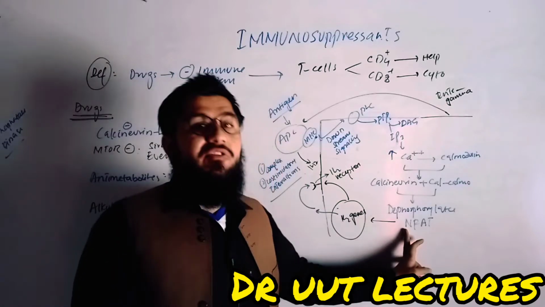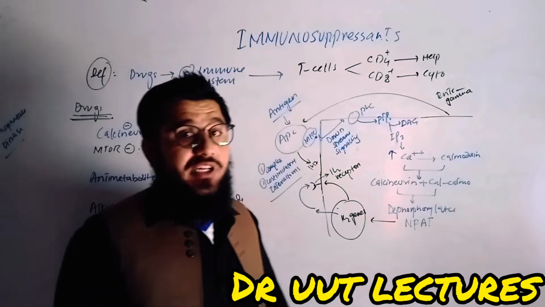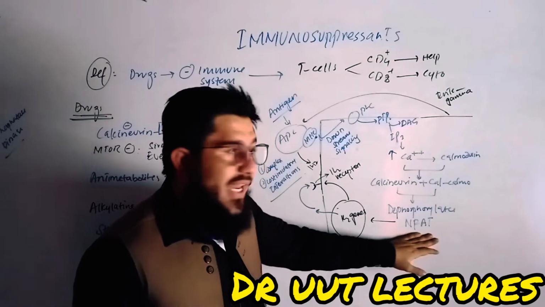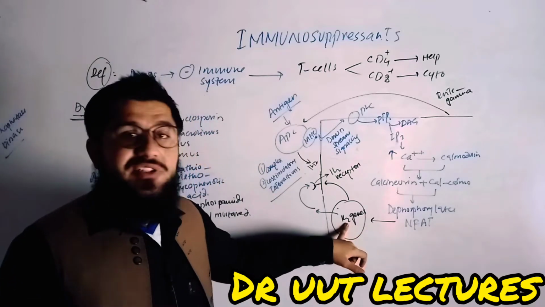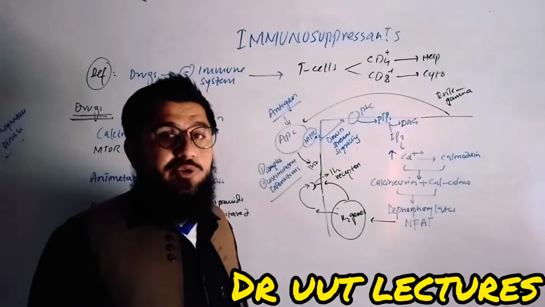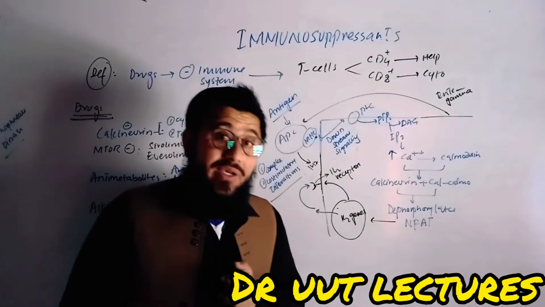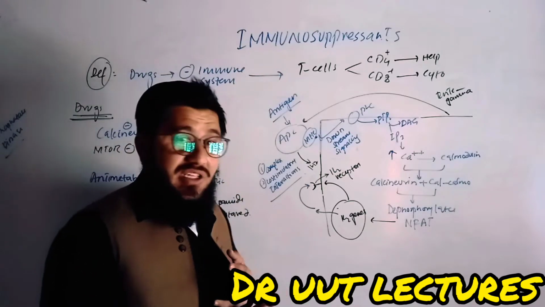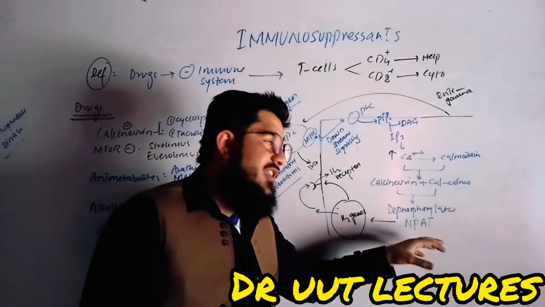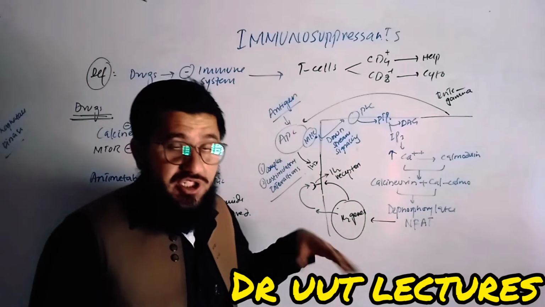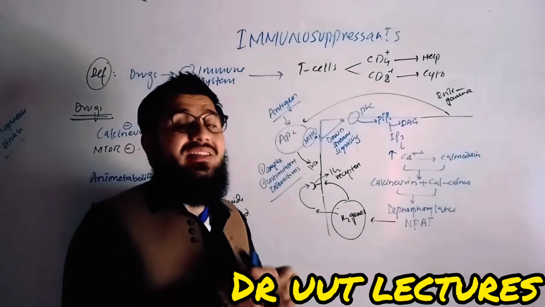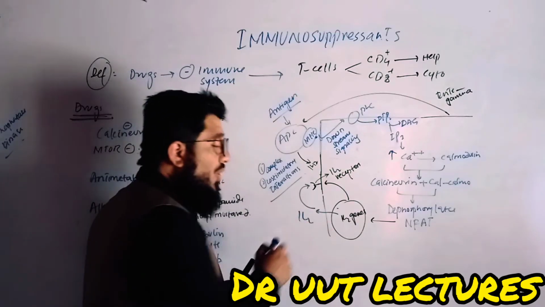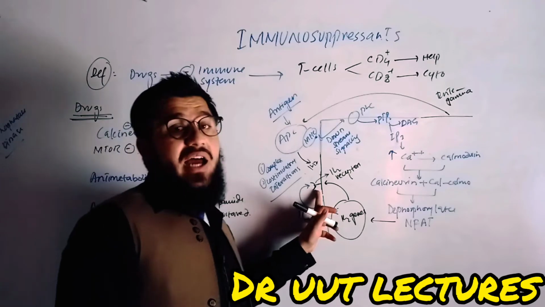Now, this will be dephosphorylated. When the NFAT is dephosphorylated by this calcineurin-calmodulin complex, it will move towards the interleukin 2 genes. These genes will be stimulated to synthesize interleukins plus interleukin receptors. According to one textbook, in short, when NFAT moves towards interleukin 2 gene stimulation, they will synthesize interleukin IL-2. Along with that, they will upregulate the receptors, like IL-2 receptors.